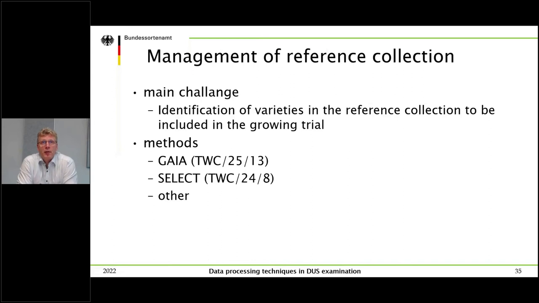My second point, the management of reference collection. The main challenge is the identification of varieties in the reference collections to be included in the growing trials. We have different methods. We heard from the French colleagues the GAIA method described in TWC/25/13, and the SELECT method from Germany, TWC/24/8. The GAIA software package is developed and provided free of charge in English and French from the French colleagues. The SELECT method was developed by experts from Germany. The SELECT methodology is implemented in our DUS database. There is no separate software which could be offered to other authorities.